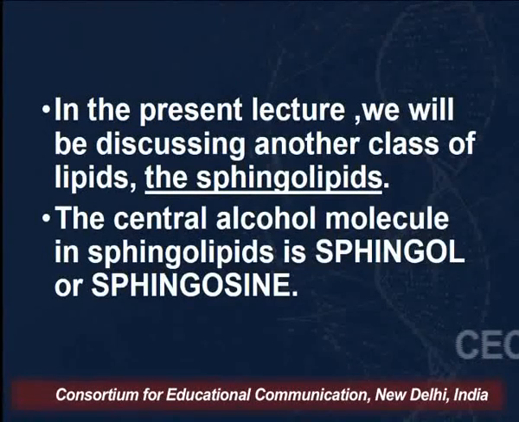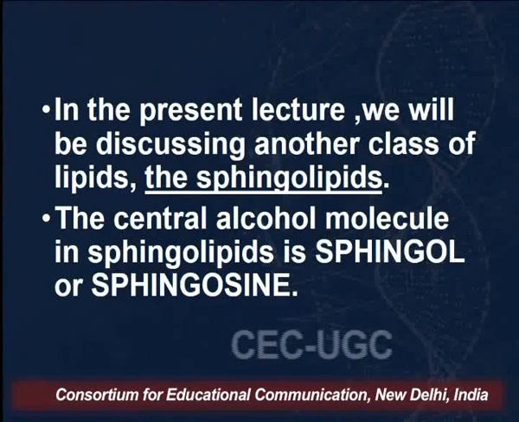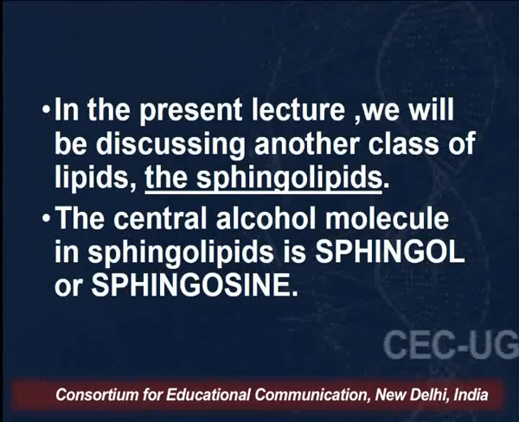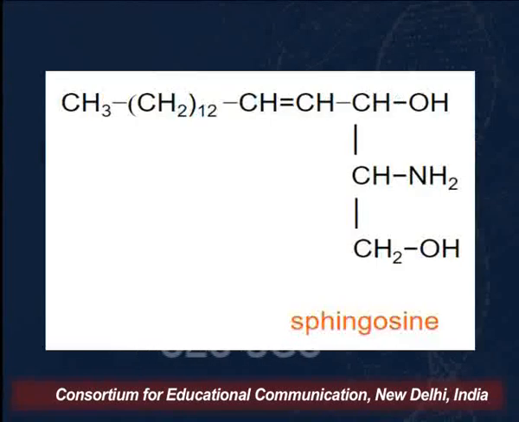So now I shall be discussing another class of lipids which is also important, which is sphingolipids. In sphingolipids, the central molecule is sphingol or sphingosine. So when we are talking of phosphoglycerolipids, there the central molecule was glycerol, whereas when we talk of sphingolipids, here the central molecule is sphingosine.